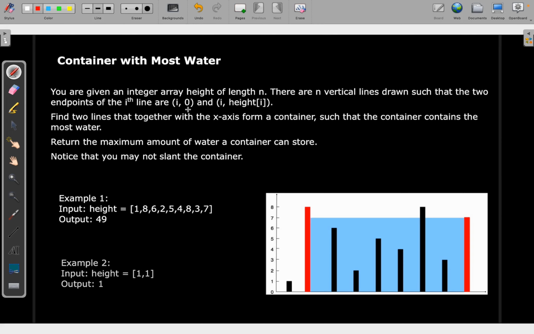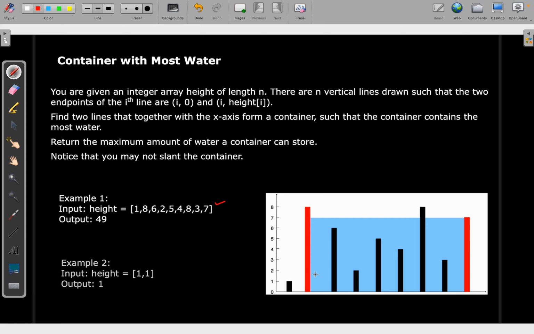So you are given an integer array of height of length n. This is my array, and the heights are given. There are n vertical lines drawn such that the two endpoints of the ith line are (i, 0) and (i, height[i]). So these are my n lines. Here you can see the array heights. These are my heights, represented here.